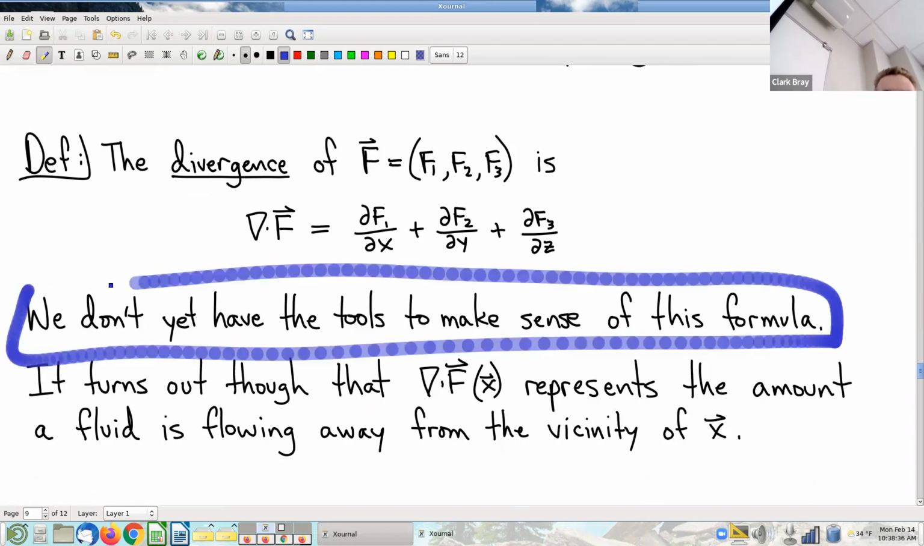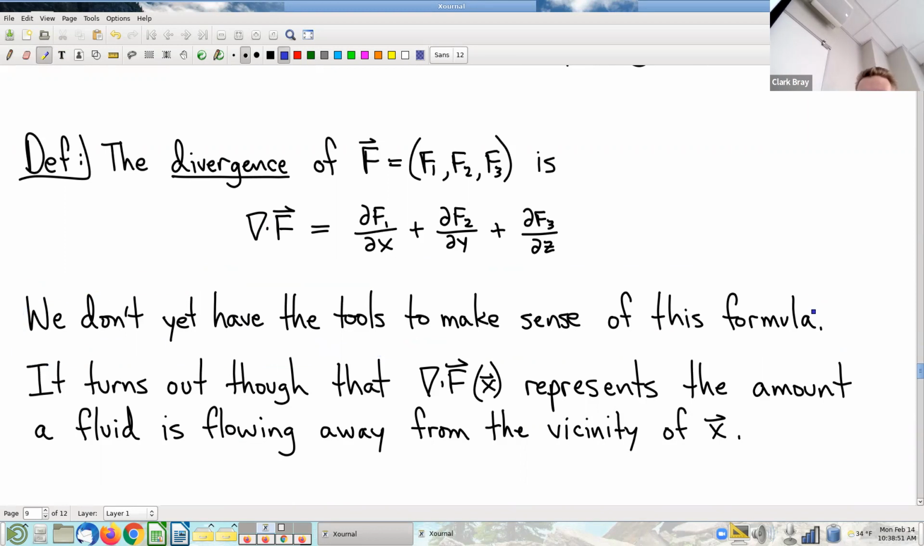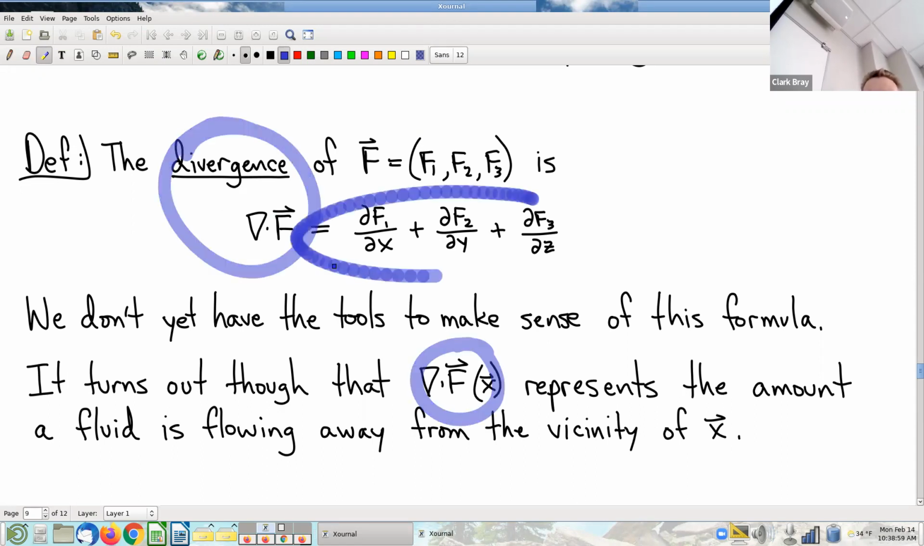Again, I've already made my disclaimer. We do not have the tools to make sense out of this yet. We will when we get to chapter 7. For the moment, I'm just going to again make an absolutely bare assertion about what this represents. Divergence, right, computed with this formula.